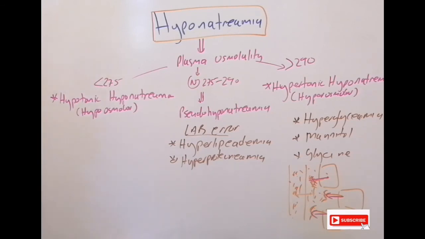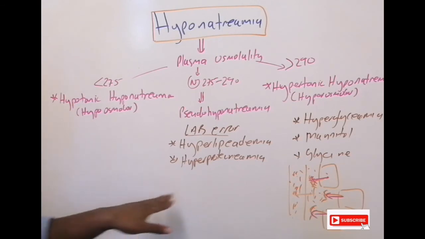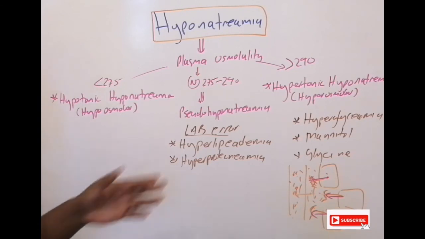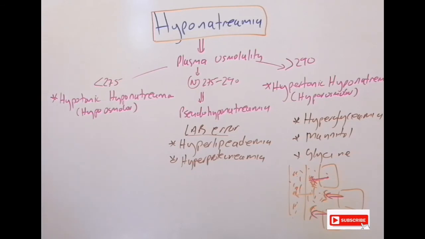But if you still get hyponatremia, then it means it's a true reading. But if the second analyzer that they use gives you a normal sodium, then it means that truly the first machine was giving you a pseudohyponatremia. So they call it pseudohyponatremia. Okay, now we're going to talk about hyponatremia in the presence of a hypoosmolar state.